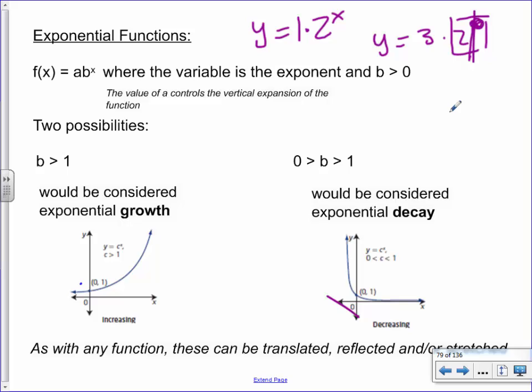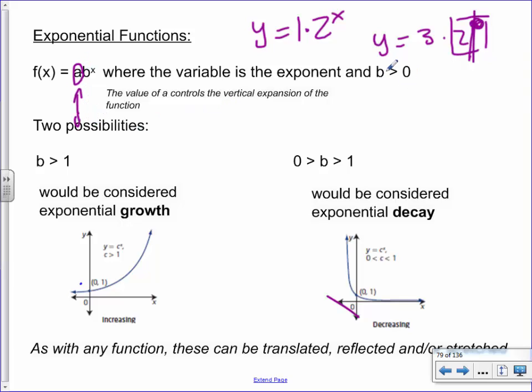So are we going to have different rules for this kind of stuff? We're still going to use all of those, like flipping them upside down, sliding them over. We're still going to do all of that stuff too. But I would say typically we write them as a times b to the x. A is what stretches it up and down.